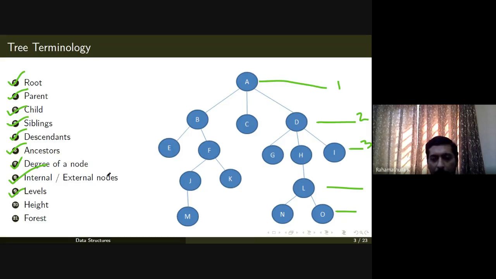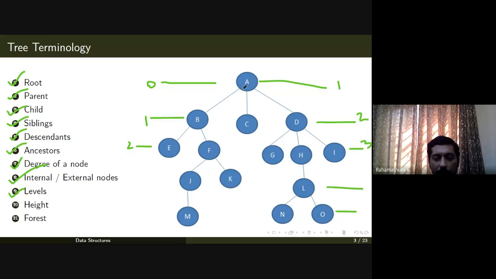The height of a tree or height of a node, I'll mark height this side. Height is defined as 1 less than the level, that is, height is equal to 0 at this level. Height is counted by using the number of edges that you need to pass through to reach that particular height. This level height is equal to 1, this level height is equal to 2, and so on.